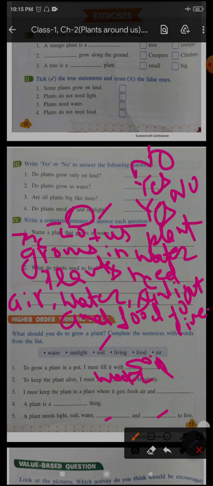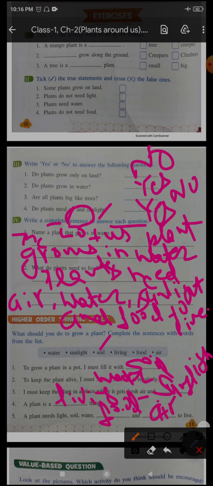You should also water the plants on a regular basis. I must keep the plant in a place where it gets fresh air and sunlight. So Rohan was doing wrong. No, he should not keep the plants in a closed room. Now, a plant is a living thing like us, because it meets all the criteria of a living thing. A plant needs light, soil, water, and the rest is food and air. Plants need light, soil, water, food and air to live.